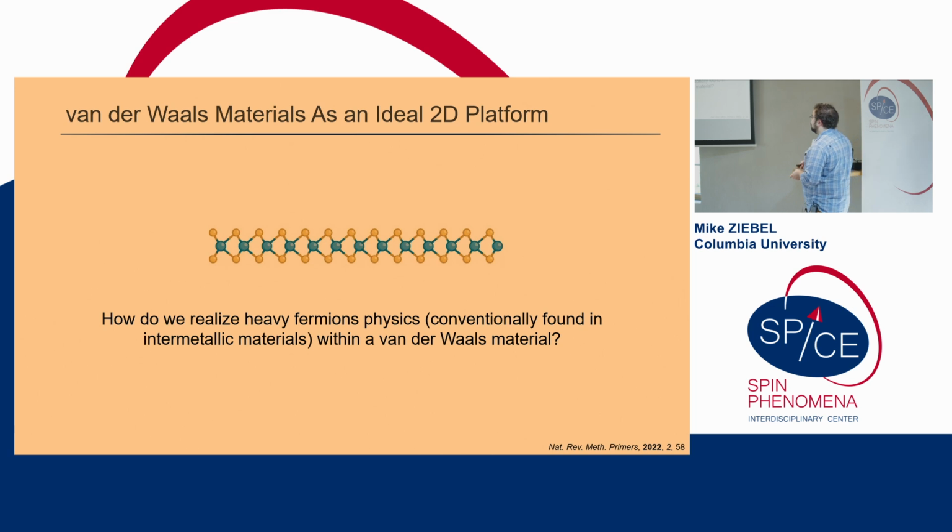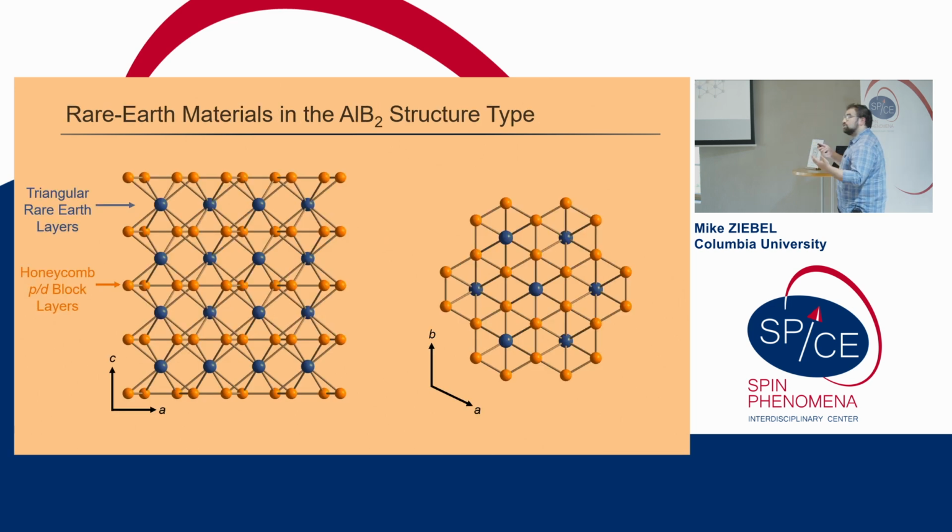a slightly different approach. And so our route to doing this was looking for an intermetallic structure that we could dimensionally reduce to find a van der Waals compound. And so we start from this aluminum diboride structure, which has these triangular layers of a rare earth ion. In particular, we want cerium, separated by these honeycomb layers of p or d block elements.